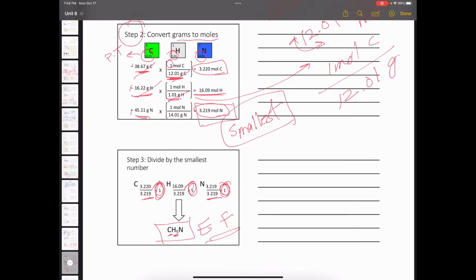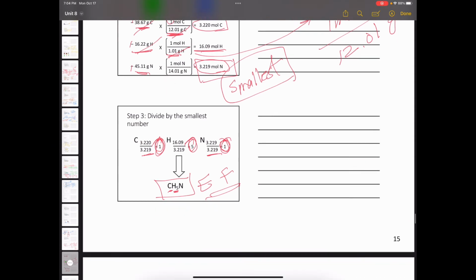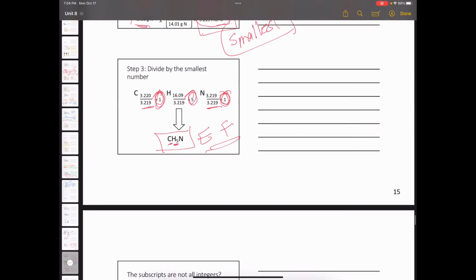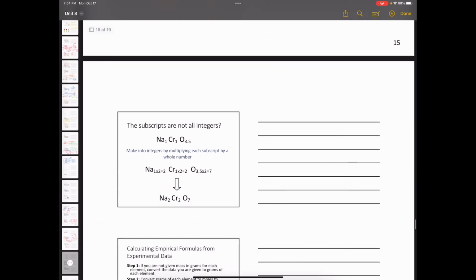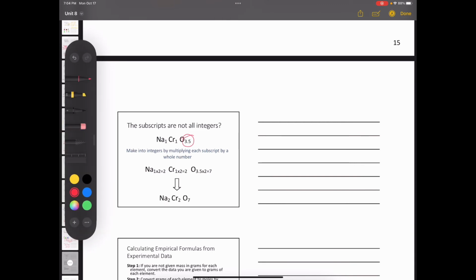So this is how we calculate the empirical formula: by converting grams into moles, dividing by the smallest mole value, and then you will get the ratios for every element. Now, sometimes you might end up with fractions, just like with this molecule here. What you need to do is multiply each subscript by a whole number. So in this case, you'll just have to multiply by 2 because we can't have fractions.